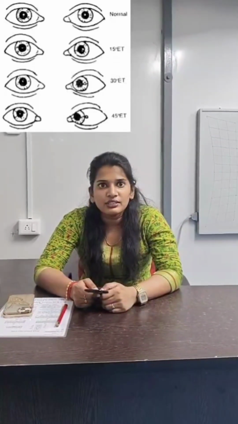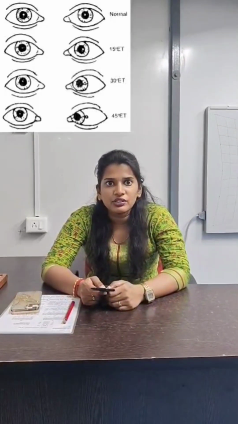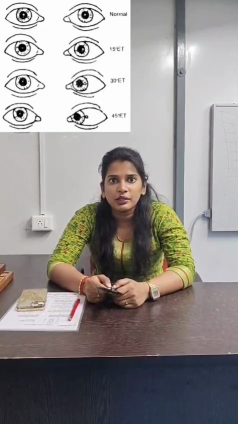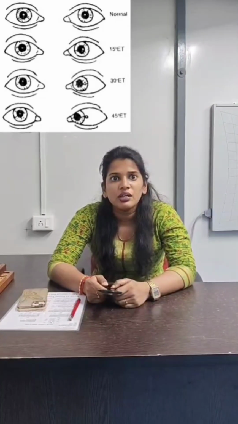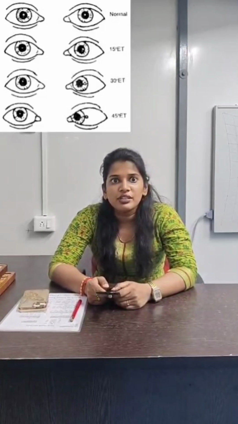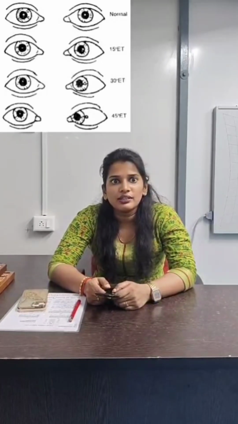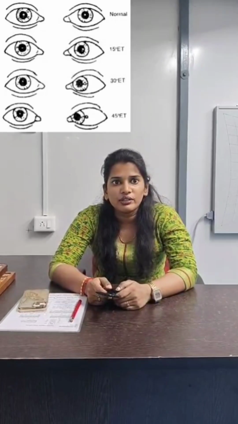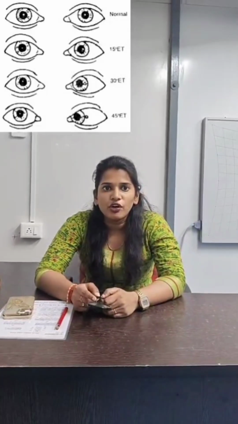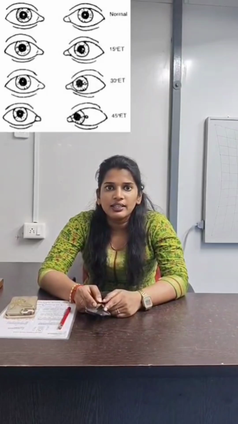If the light reflex is at the pupillary margin, the degree of deviation is 15 degrees. If the corneal reflex is between the pupillary margin and the limbal margin, the degree of deviation is 30 degrees. If it is at the limbal margin, it is noted as 45 degrees of deviation. If the corneal reflex is at the sclera, it is noted as 60 degrees or more deviation.